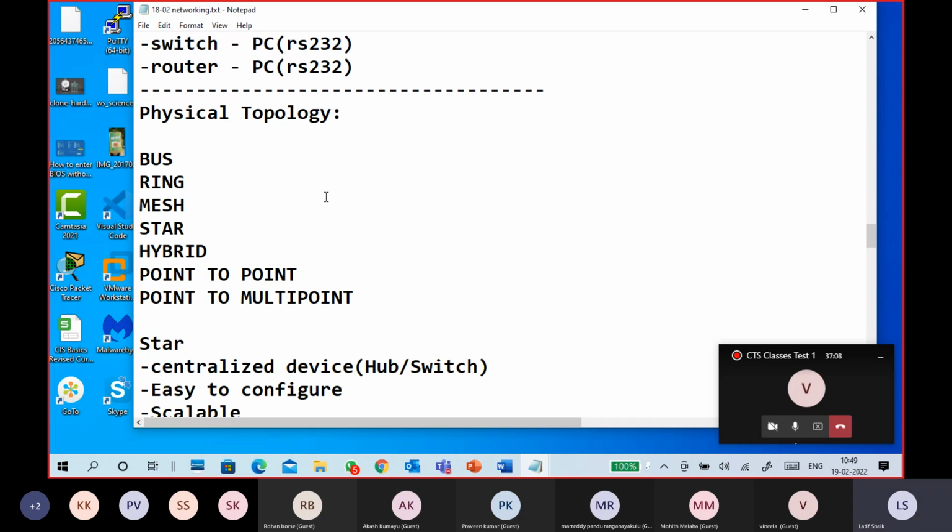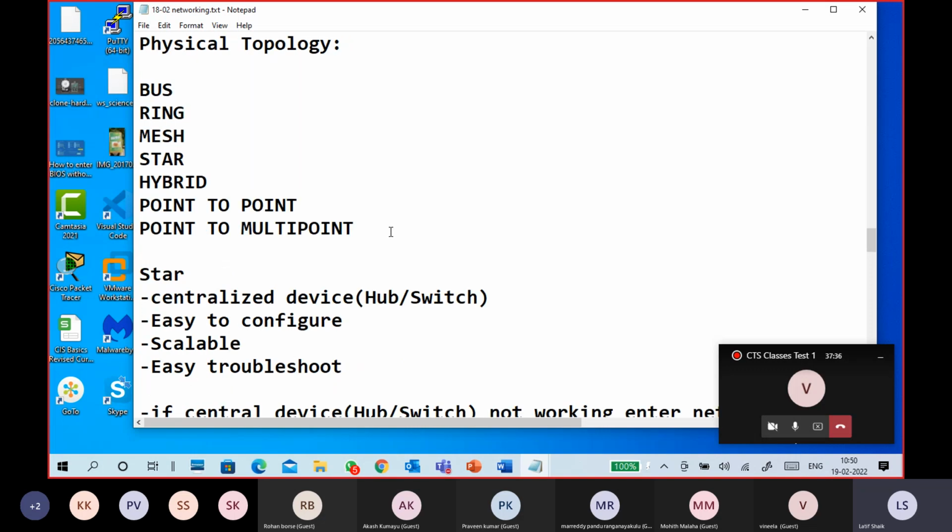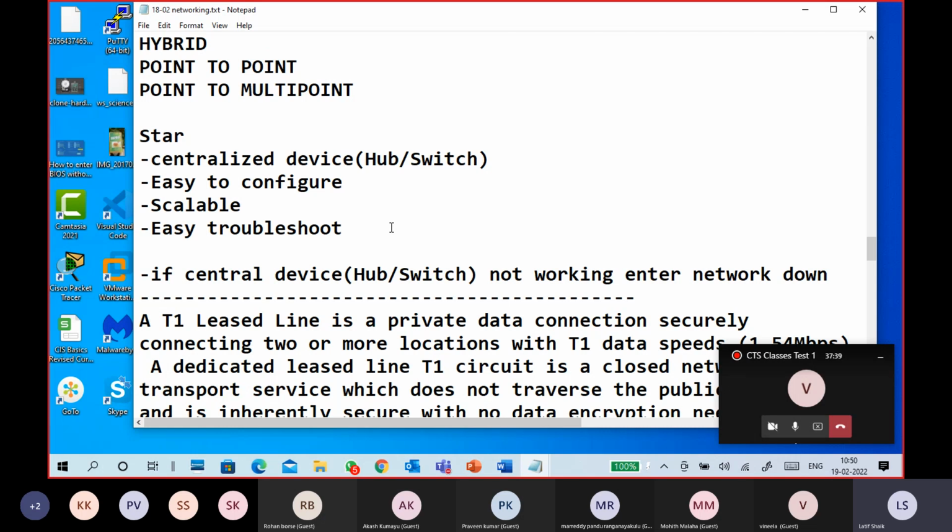Okay. Physical topologies: bus topology, ring topology, mesh topology, star topology, or a standard topology. Hybrid means the combination of two or more; a combination of at least two topologies is called a hybrid topology. Mesh and star topology is a full mesh topology. If you keep adding one star to another star topology, that is an extended star topology. We are using star topologies, so we need a centralized device. We connect the star topology to a centralized device.